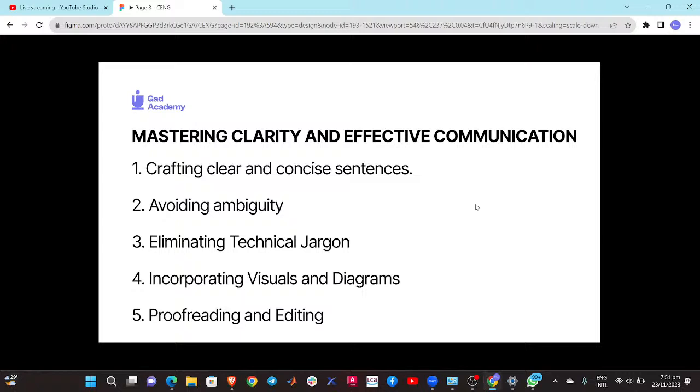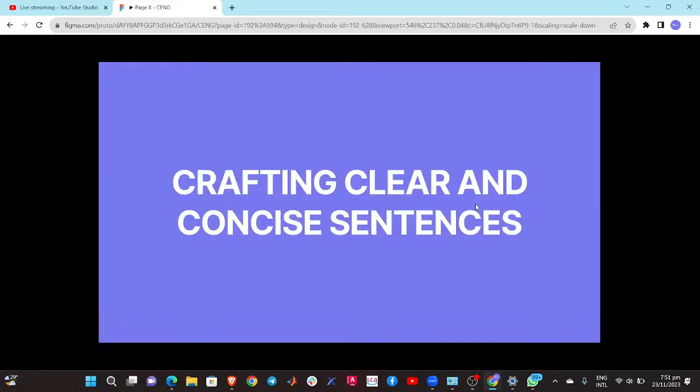So now let's go into each of these points, one to five, one by one, break them down and understand what we mean by mastering clarity and effective communication. So our first point is crafting clear and concise sentences.